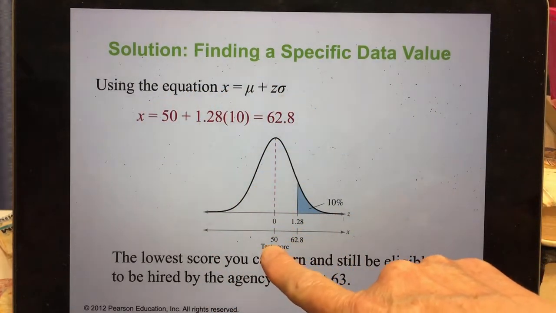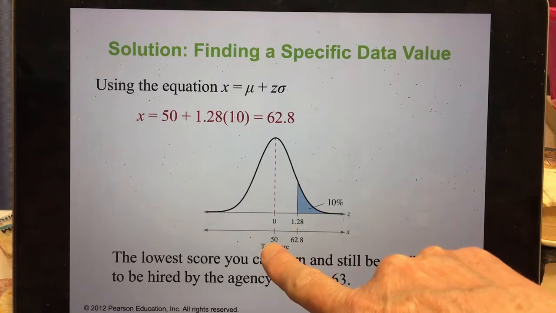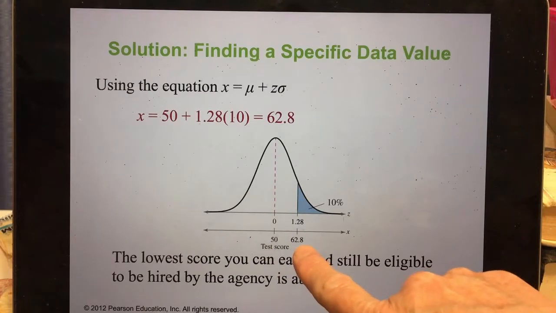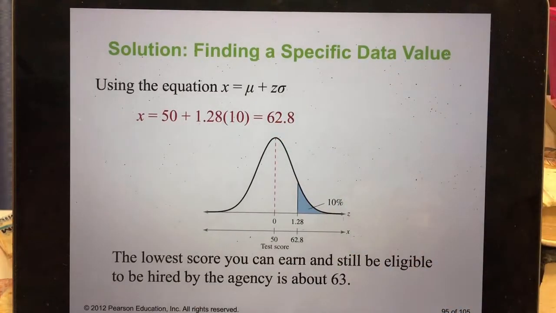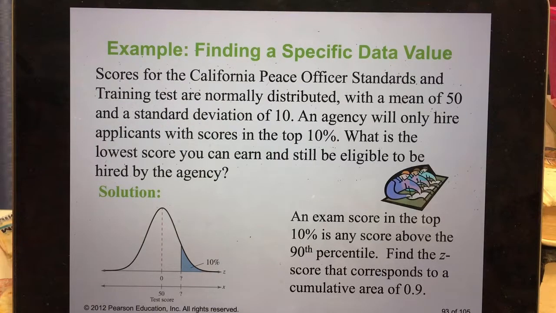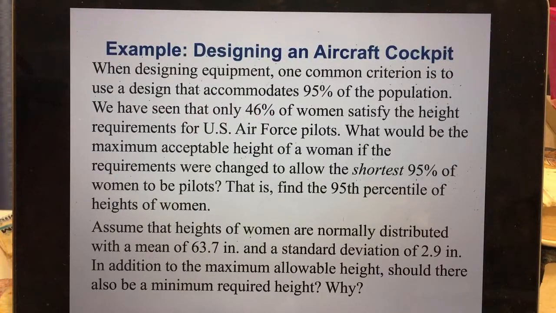The original test scores had been normalized, so that's why we used the 0 and the 1, because they had already been normalized when we got the z-score. But the test score was 50, and the x value that's going to go with that ends up being 62.8. So the lowest score you can earn and still be eligible to be hired by the agency is about 63. So if you want to go into, what was that, the California Peace Officer Corps. Okay, so this one is an example from your book.